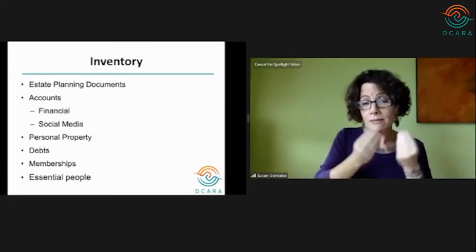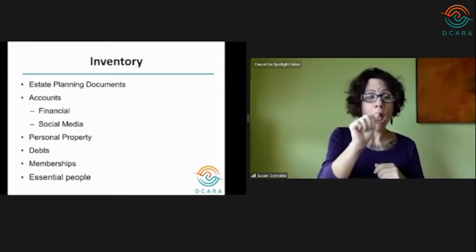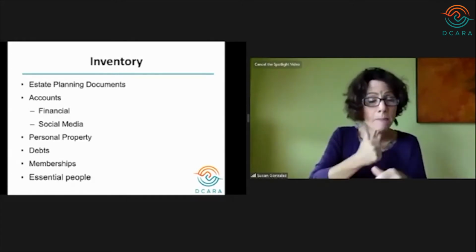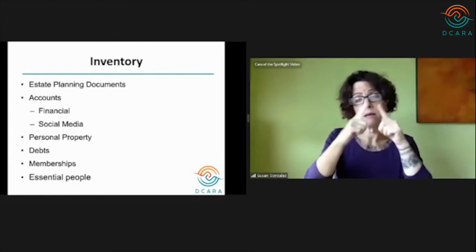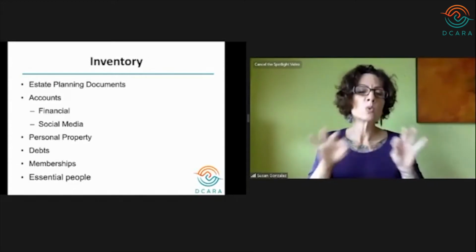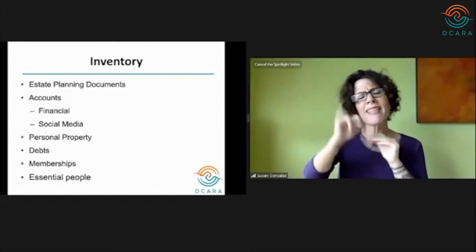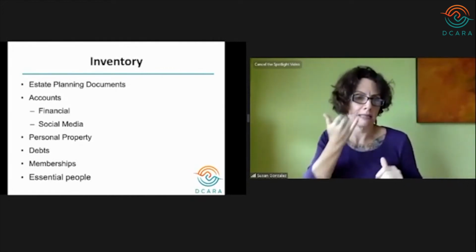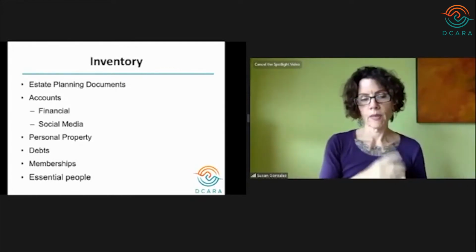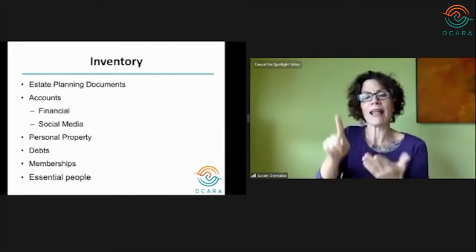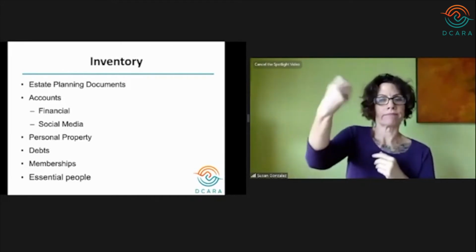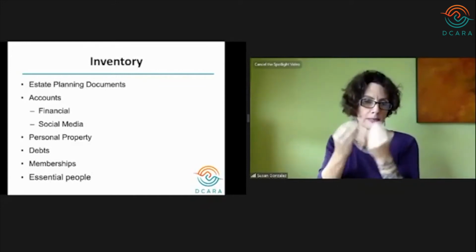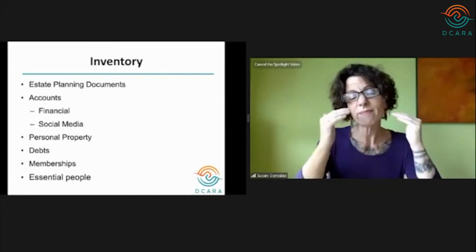Any memberships. Some of us have multiple memberships relating to professional organizations, AARP, NAD, Gallaudet alumni or college alumni, and so forth. It's also worth documenting that. It's of less importance, but it's a good idea to document it, because they will have to be notified and memberships canceled.